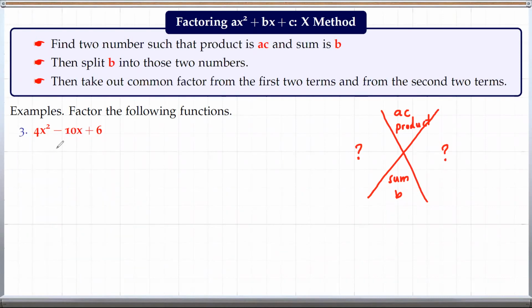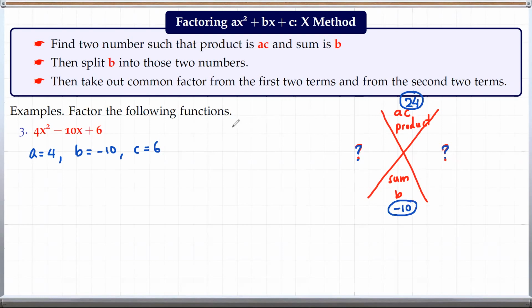Next, we want to factor 4x squared minus 10x plus 6. So the first step is to identify a, which is 4, b, which is -10, and c, which is 6. So these are just the coefficients of x squared and x and the constant term. Once you have that, we can put down the values of a, c, and b. In this diagram here, AC is 4 times 6, which is 24. And B is -10. So we need to look for two numbers whose product is 24 and whose sum is -10.